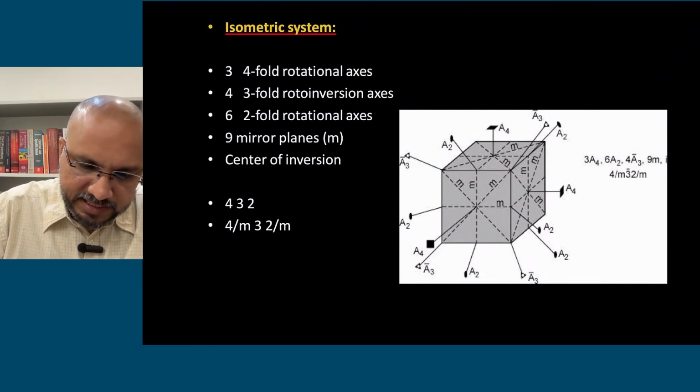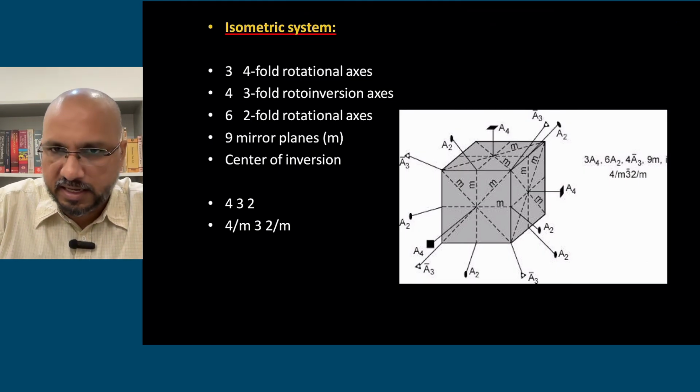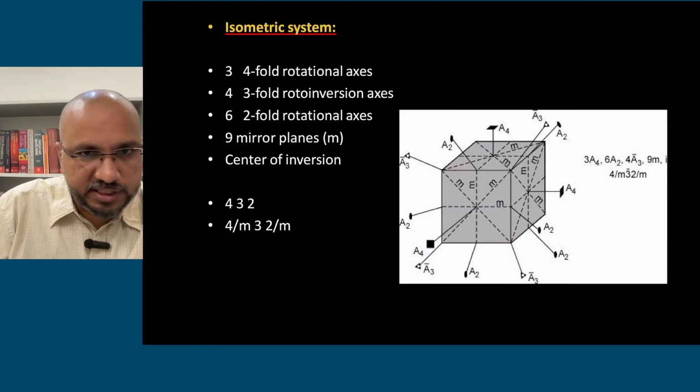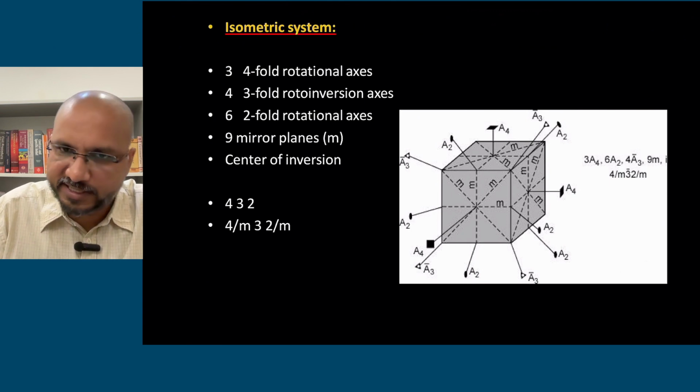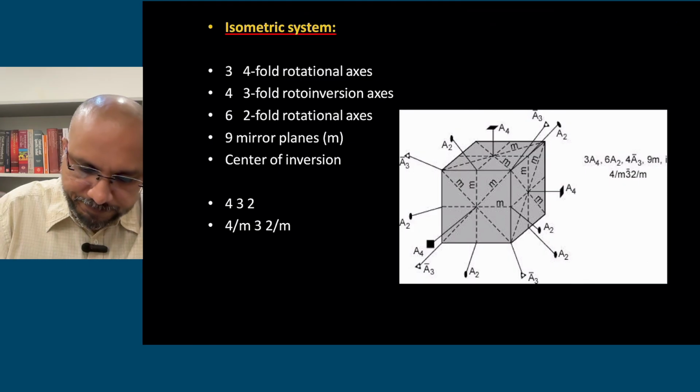Now take an example of the isometric system. So it is having more symmetry elements. The isometric system has the highest number of symmetry elements. So let us see. It looks very complicated, but if you study the symmetry elements, it is quite simple.